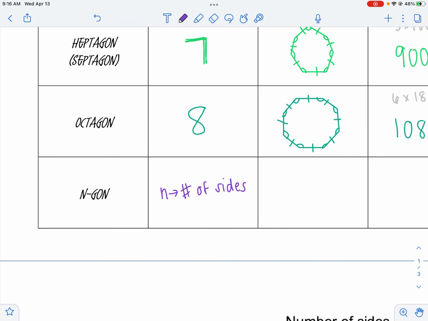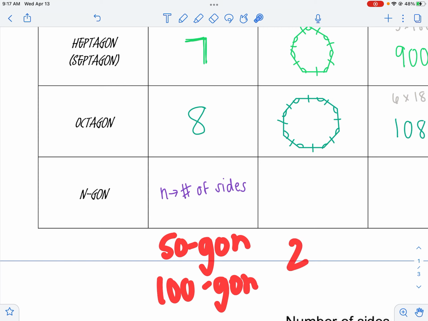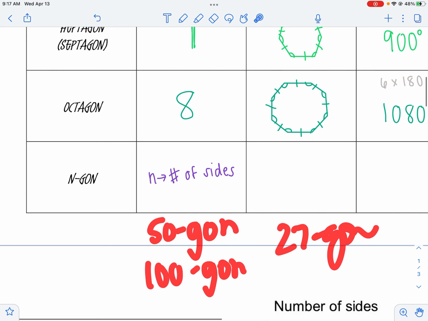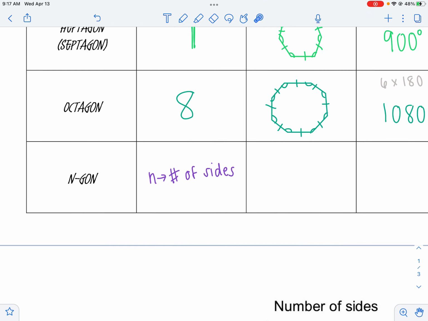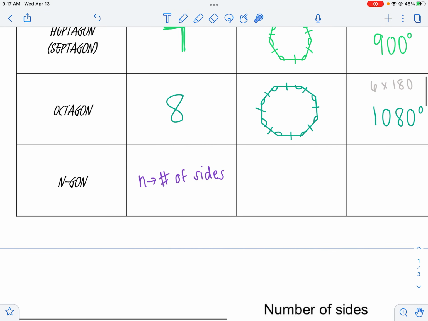And so, for example, an 8-gon, well, we don't really call it an 8-gon, we call it an octagon. If it has 12 sides, you'll learn that we call that a dodecagon. But once we get past that, to really big numbers, we call it a 50-gon or a 100-gon, or 27 would be a 27-gon. Certain polygons have specific names, but some of them we'll just call n-gons, or 50-gon, 100-gon, 27-gon. We just use that number.